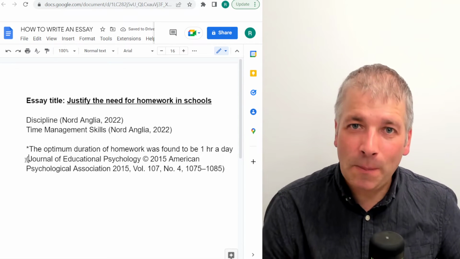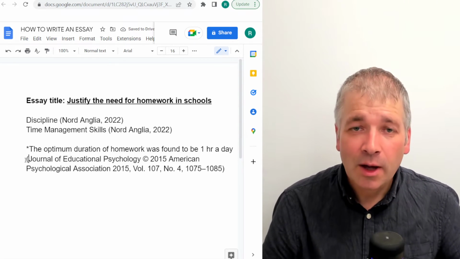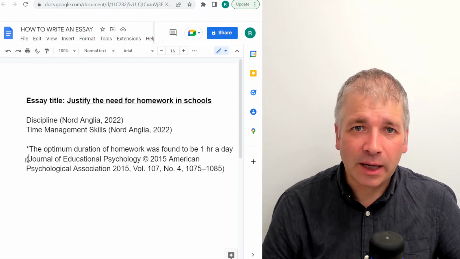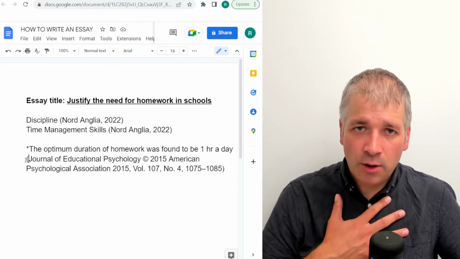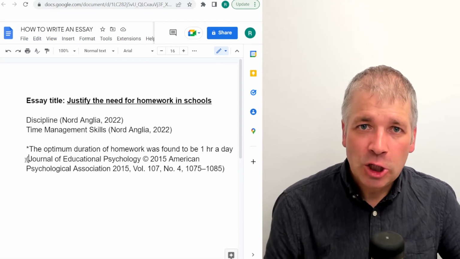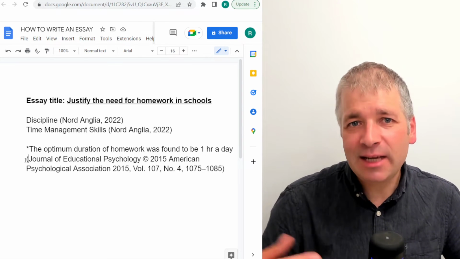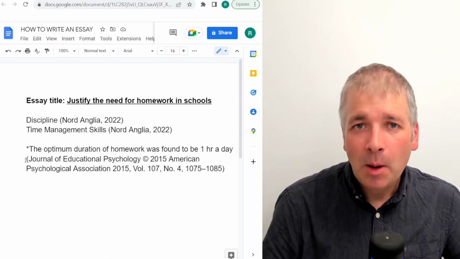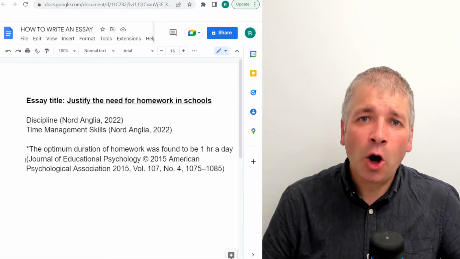Right, why have I written a star here? It's because I copied and pasted. This star is a reminder to me that these words are not my own words. When you write an essay, you need to include the ideas of other people, but you need to write it in your own words.